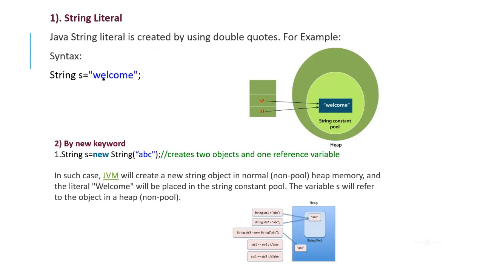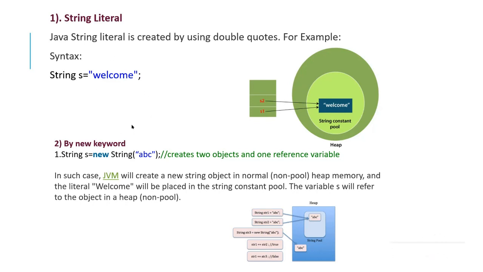This is called a string literal. These values will be stored in the string constant pool. So we have a space inside the heap where these literal values will be stored. And String is an immutable class. You can't modify the value. So that is one thing.